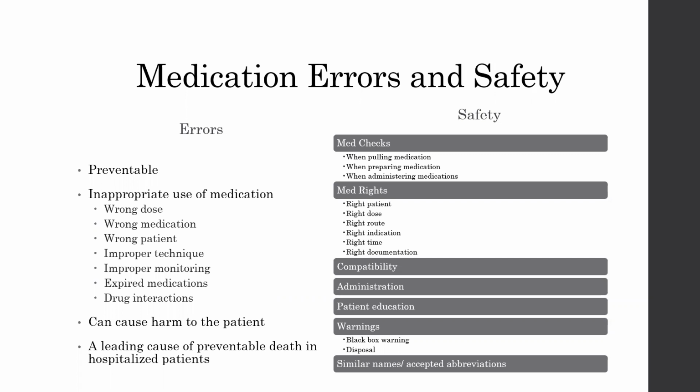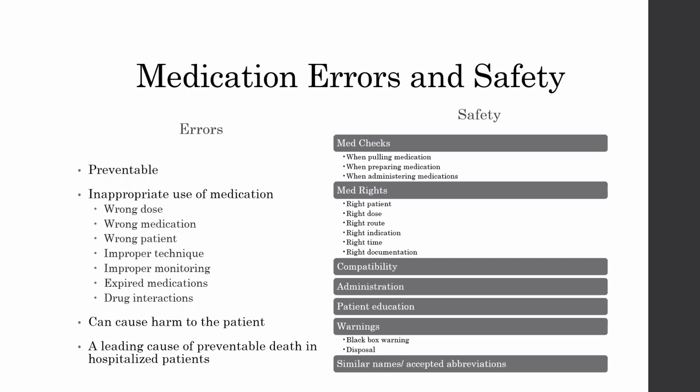In order to prevent medication errors, there's a lot of safety mechanisms that are in place. First being med checks. Typically, we recommend at least 3 med checks. You should be checking all the medications when pulling the medications, when preparing them, and then before administering. When you do your med checks, you're checking your med rights. So you're verifying that it's the right patient, right dose, right route, right indication, right time. And after giving the medication, you want to make sure that you've done the right documentation.